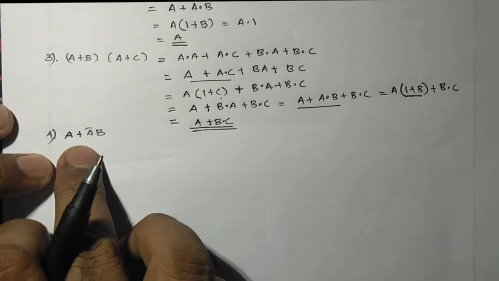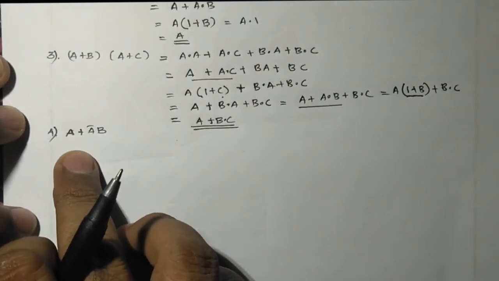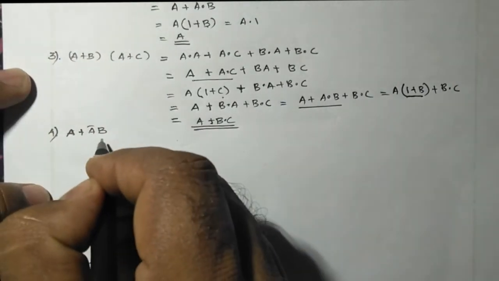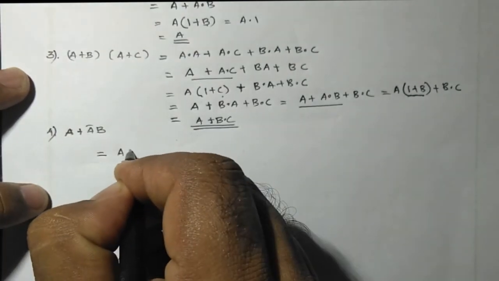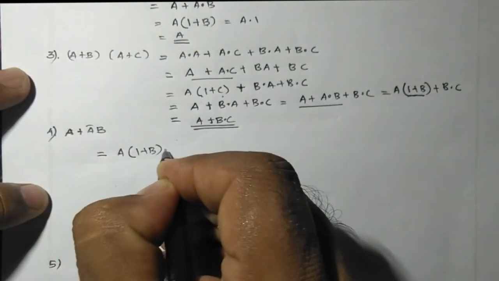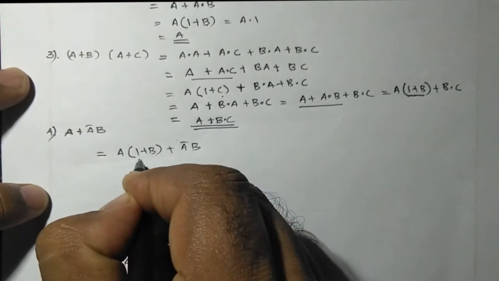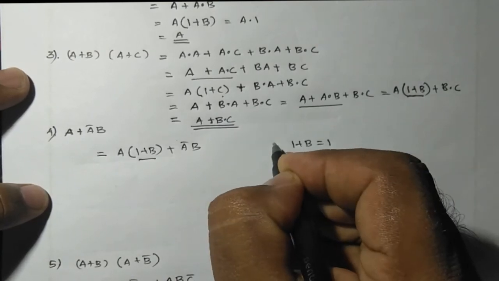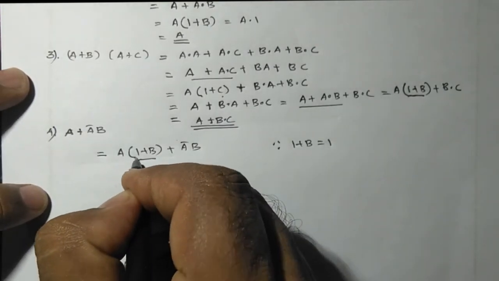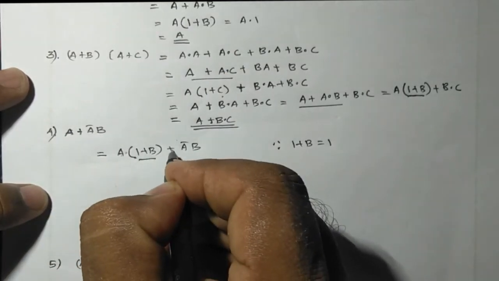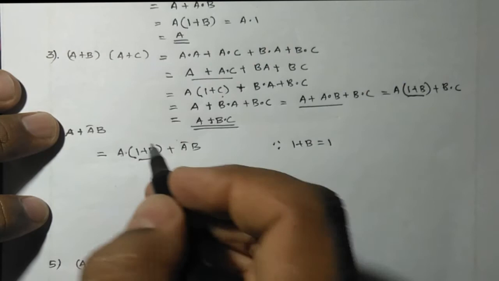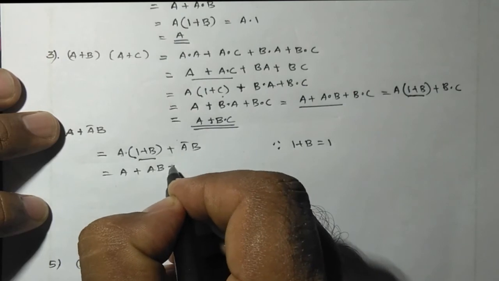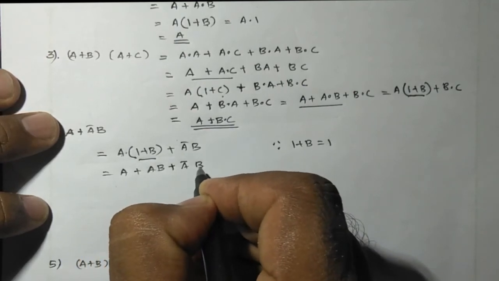A or A complement B. This result is very important, and this result is used in many places. This could be written as A and (1 or B) or A complement B, because 1 or B is 1. That's why we are writing it with A. So A and (1 or B) or A bar B, that is A or AB or A bar B.